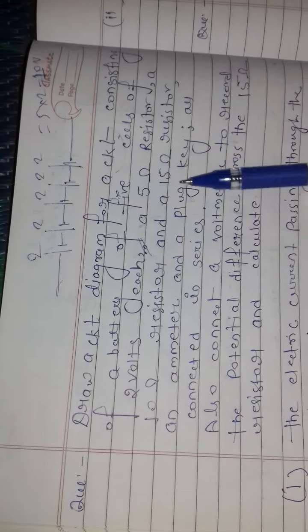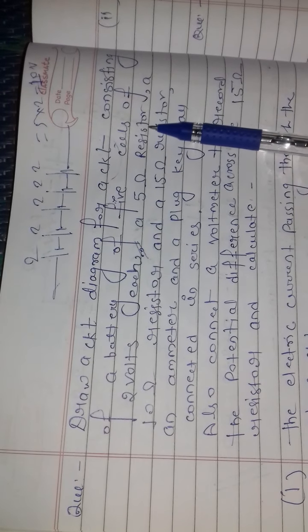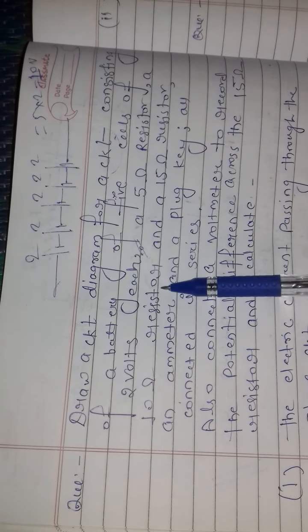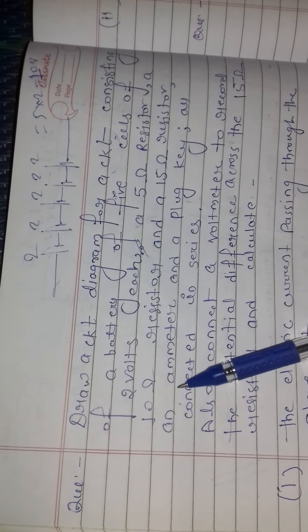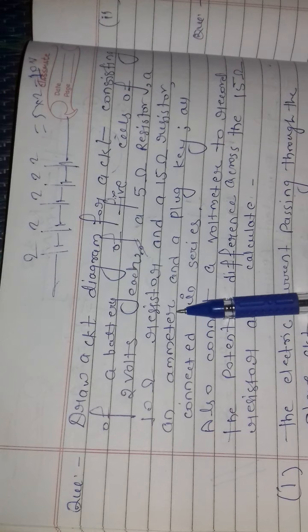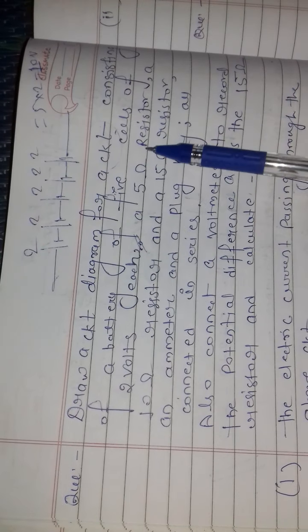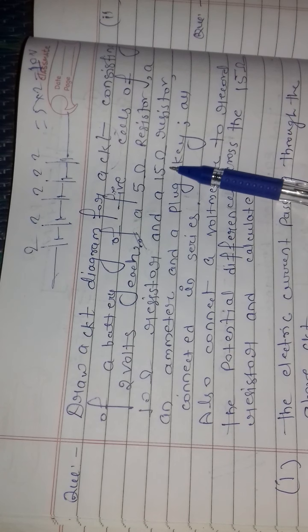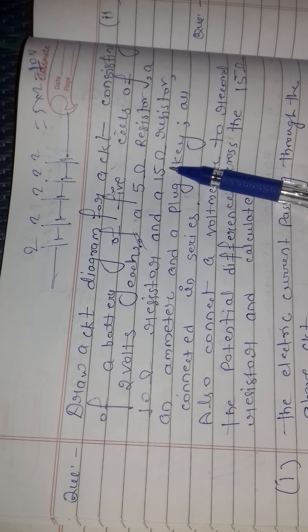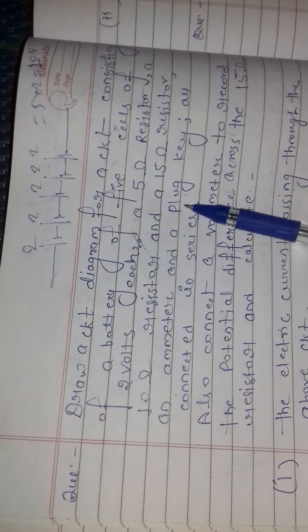Okay, understood. Next, a 5 ohm resistor, a 10 ohm resistor and a 15 ohm resistor, an ammeter and a plug key. How many resistors are there? One is 5 ohm, second is 10 ohm and third is 15 ohm. So 3 resistors are connected. Then an ammeter and a plug key.